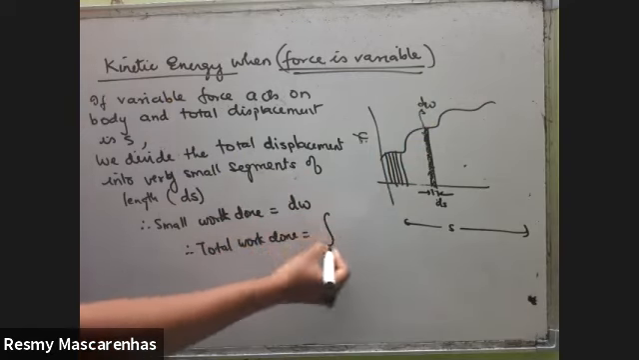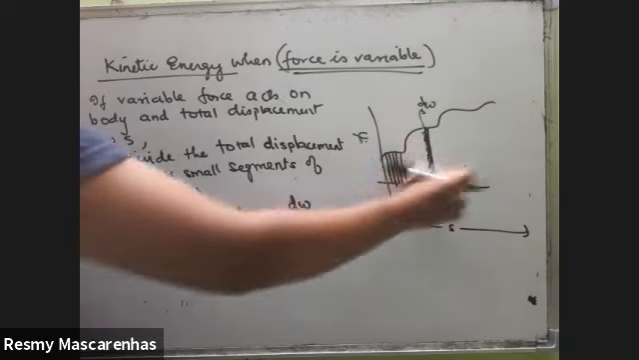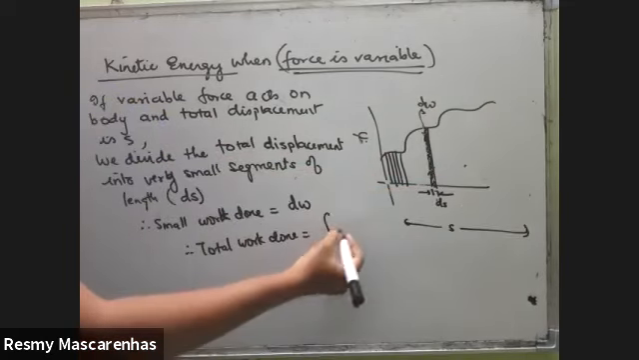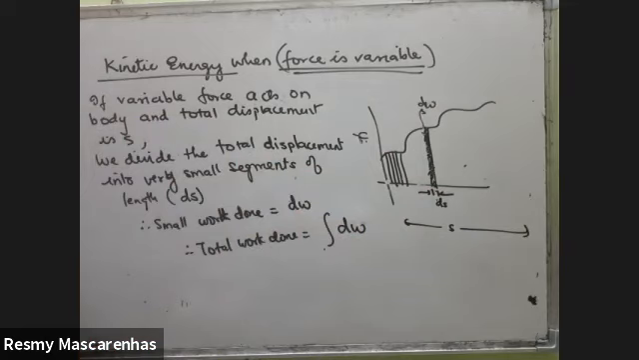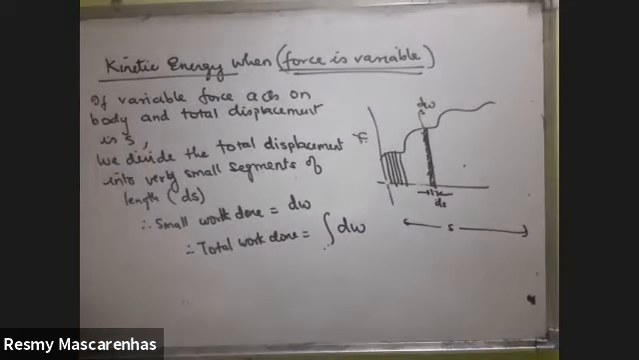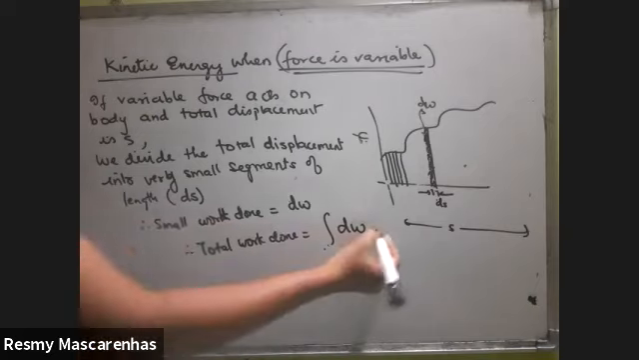Therefore, total work will be, I told you, integral means adding all the small strips from the starting point till the ending point. It is nothing but summing all the work. So this is the integral sign. You can mark this as equation 1.